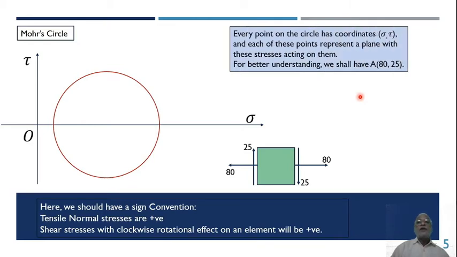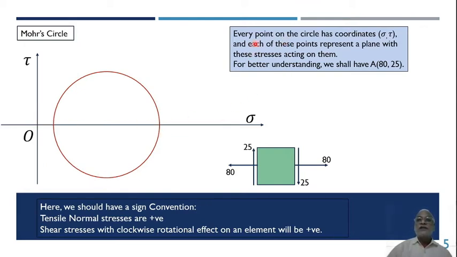Okay. So what is Mohr circle? Every point on the Mohr circle has coordinates sigma and tau. You know that we are plotting sigma, the normal stress, and tau, the shear stress, right? Every point will have a coordinate, sigma and tau. Every point is sigma and tau, maybe a positive, negative combination or some zero, right?